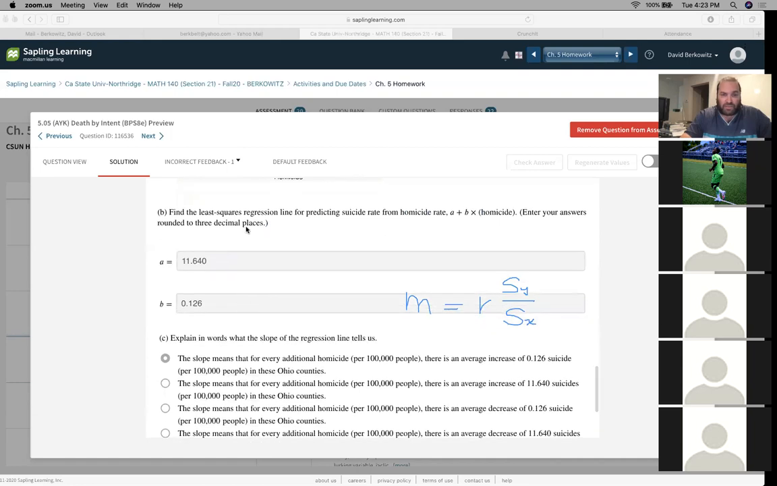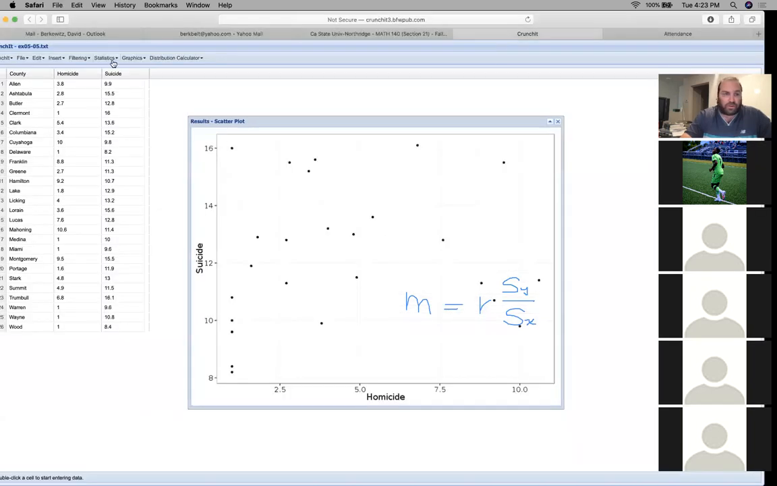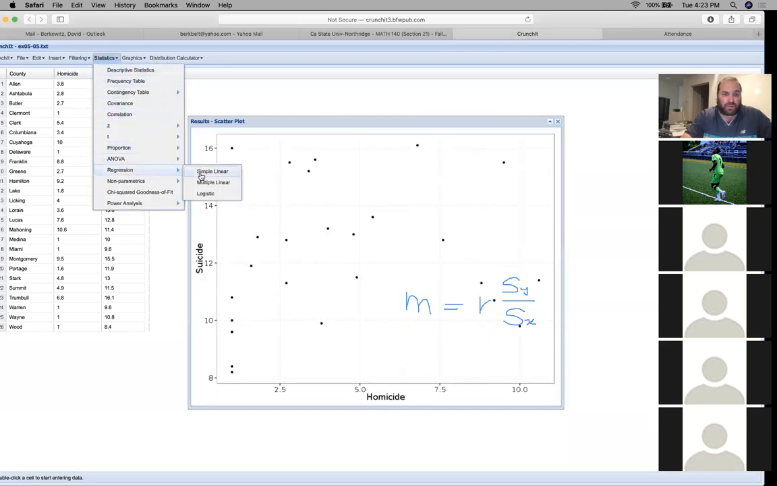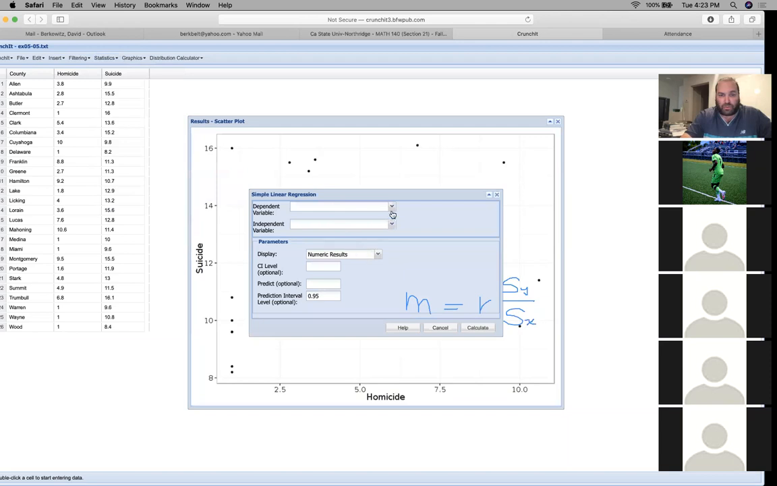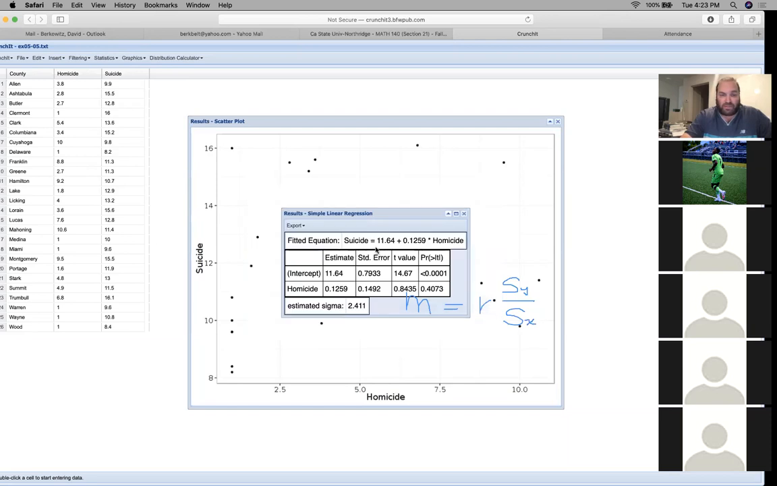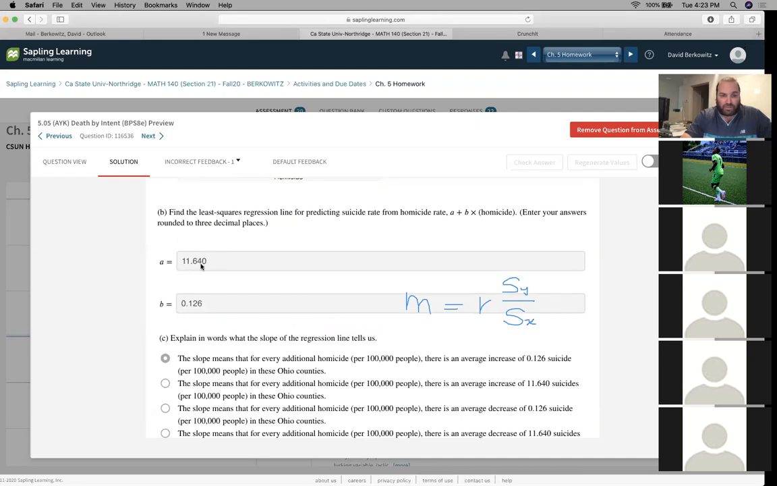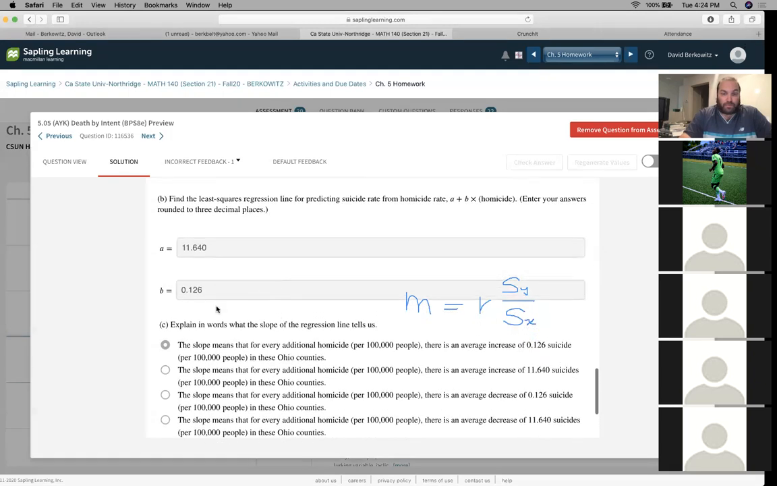Then it says find the least squares regression line for predicting the suicide. Well, we can go back to Crunch It, and we say statistics, regression, simple linear, give me numerical results. The dependent variable is suicide, the independent is homicide, and it gives me 11.64 plus 0.1259x. So the slope is 0.126.